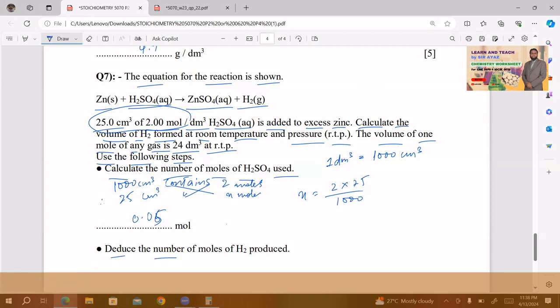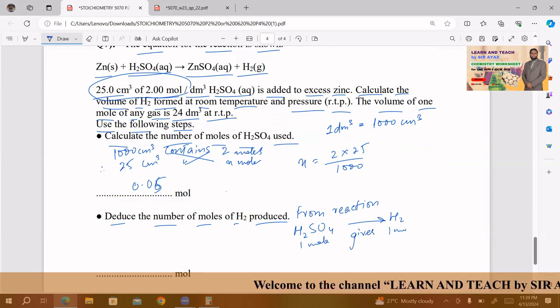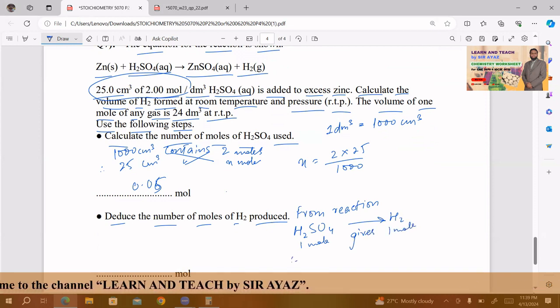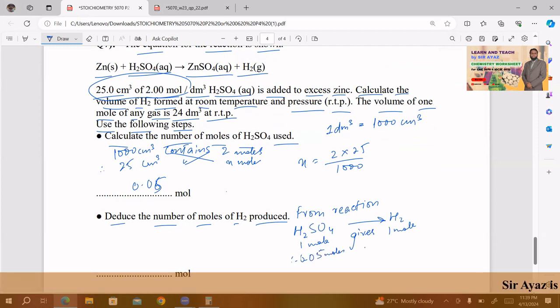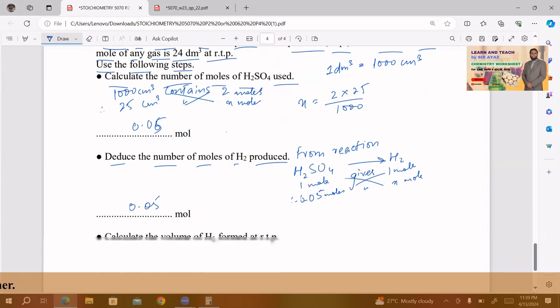Now deduce the number of moles of H2 produced from the reaction. H2SO4 to H2. The relation is very simple. 1 mole gives 1 mole of H2. Therefore, 0.05 moles give X mole. So you'll definitely get 0.05 moles of H2.